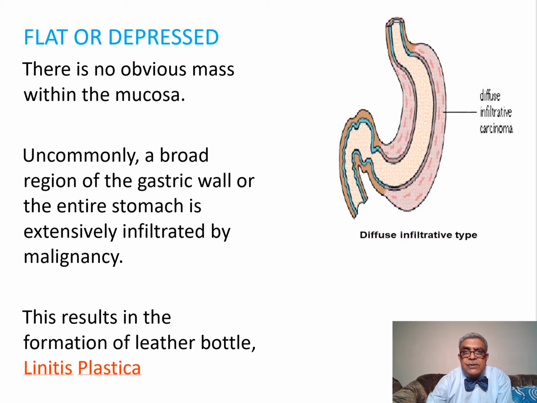Another type, which is flat or depressed type, in this there is no obvious mass within the mucosa. Uncommonly, a broad region of gastric wall or the entire stomach is extensively infiltrated by malignancy. This results in the formation of leather bottle stomach or linitis plastica. I repeat, flat or depressed form. There is no obvious mass formation within the mucosa. Uncommonly, a broad region of the gastric wall or the entire stomach is extensively infiltrated by malignancy. This results in the formation of leather bottle stomach or linitis plastica.